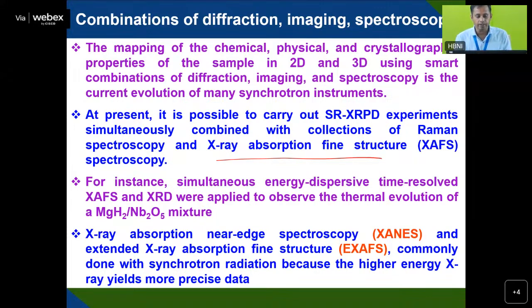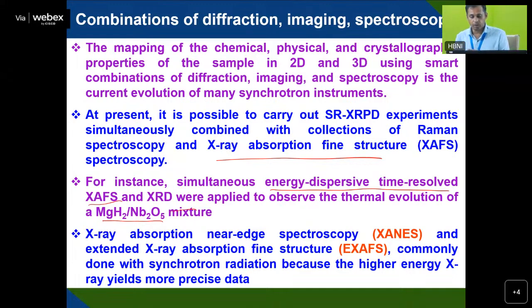So the mapping of chemical, physical, and crystallographic properties of the sample in 2D and 3D, using a smart combination of diffraction, imaging, and spectroscopy, is possible using synchrotron radiation. For instance, you can use simultaneous energy dispersive time-resolved EXAFS and XRD to observe how thermal evolution occurs in the case of magnesium boride, hydride, and niobium oxide. For those types of complex mixtures, you can identify more information by using combined techniques.